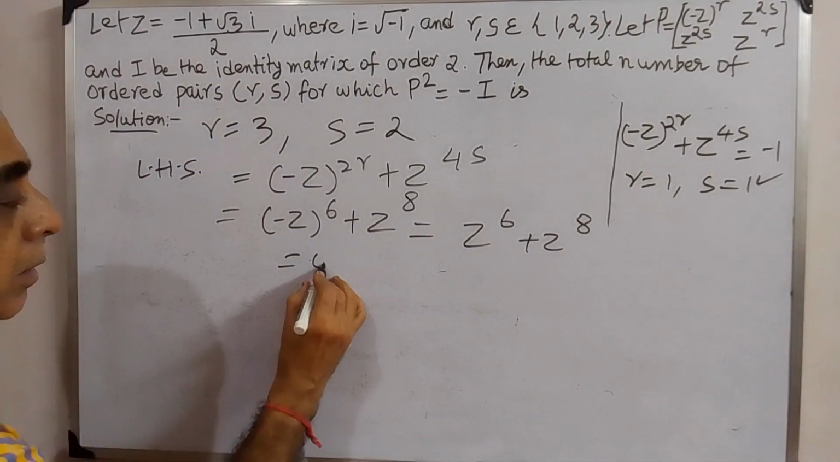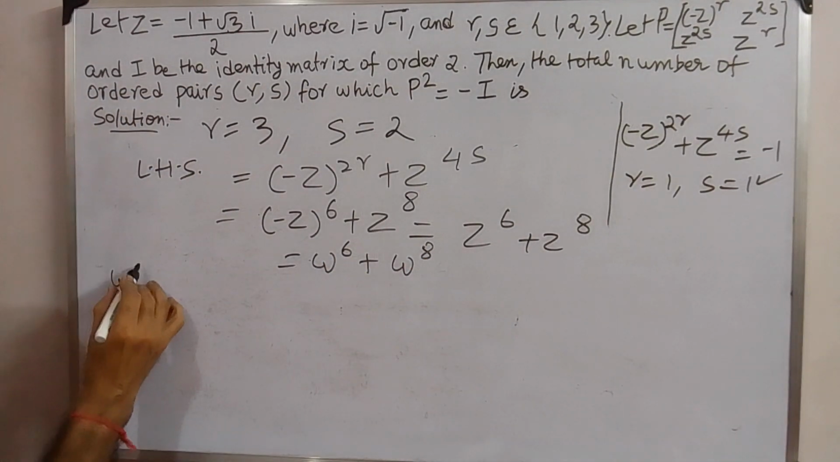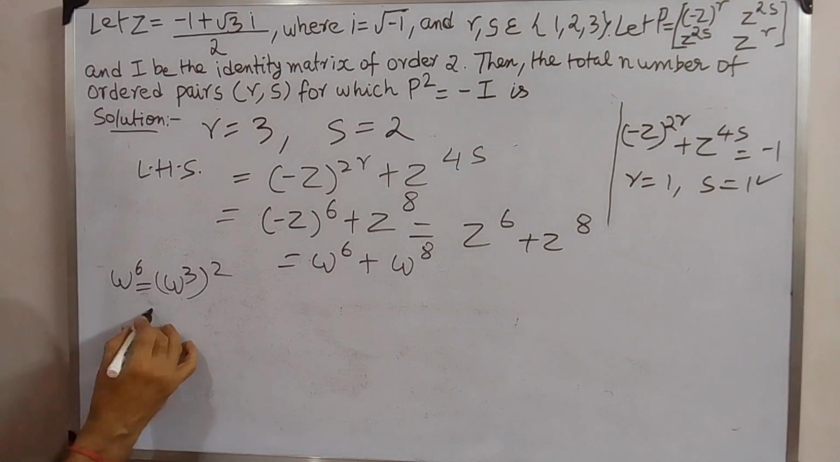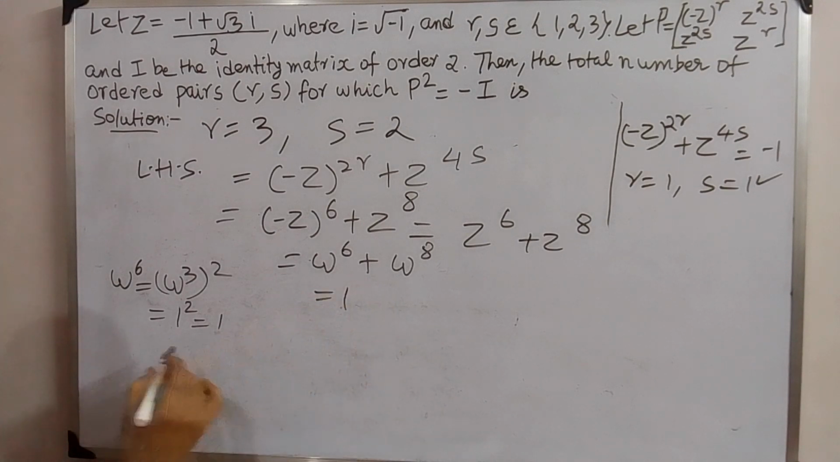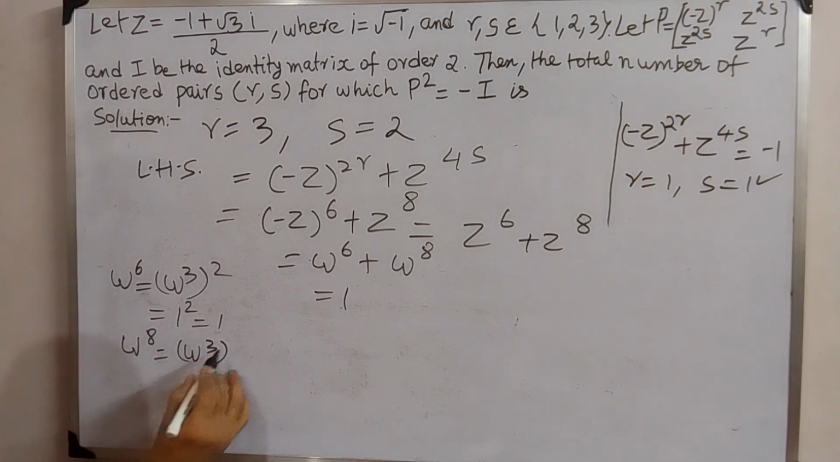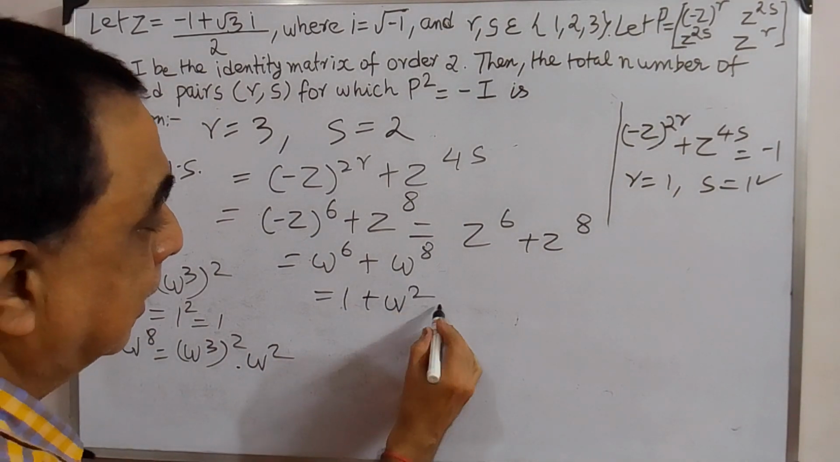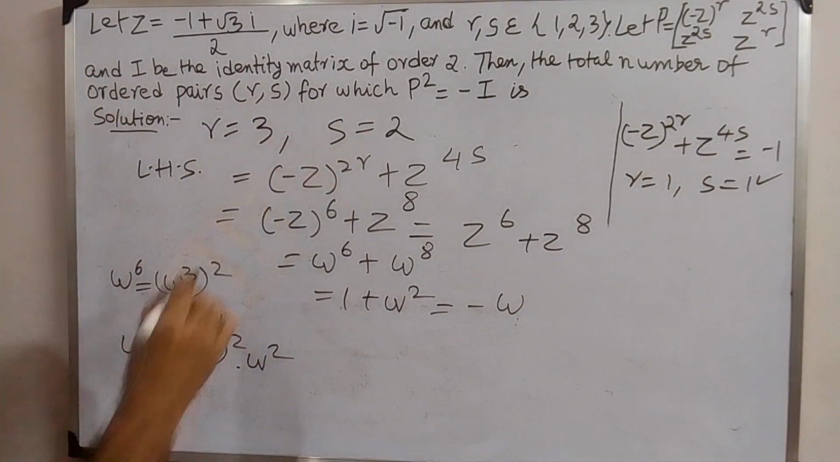Z is what? Omega. So omega to the power 6 plus omega to the power 8. So omega to the power 6 is omega cube whole square, and omega cube value we know is 1. So 1 whole square is 1. So omega to the power 6 becomes 1. And omega to the power 8 is omega cube whole square into omega square. Omega to the power 6 value is 1. 1 into omega square is omega square. So this is equal to minus omega, which is not equal to minus 1. So this is also not possible.